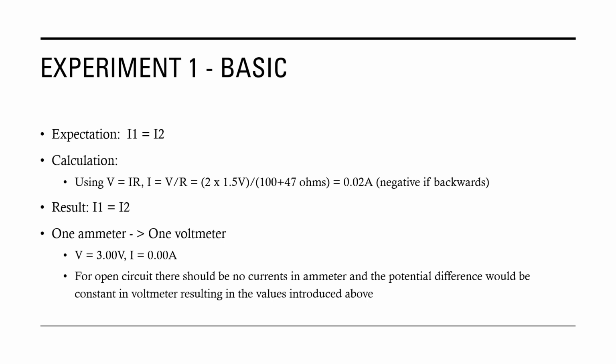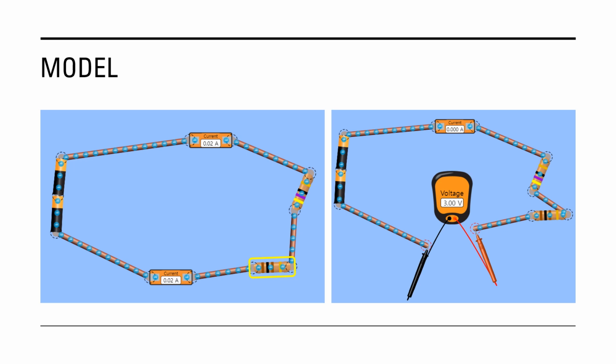After the simulation via HTML page, it turned out that the expectations were exactly the same as the results, and also in a condition where one emitter is replaced by a voltmeter, the result turned out to be 3 volts for voltage and 0.00 ampere for the current. These are the models that were used to figure out the values, and the results are also shown in the slides.